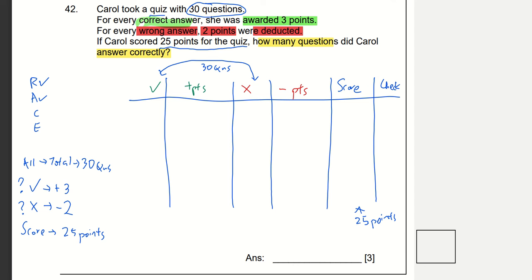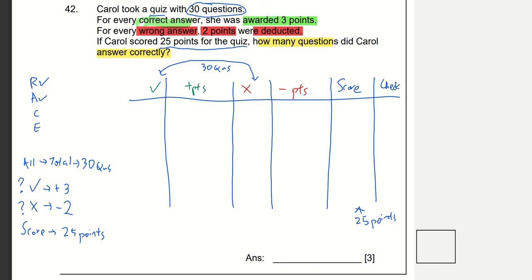Now let's move on to how to make a smart guess. One of the common guesses is either I start with I got none correct or I got all correct. Now in this case it can't be all wrong, because if all wrong, the marks are all negative. So you get minus 60 points, that's not correct.